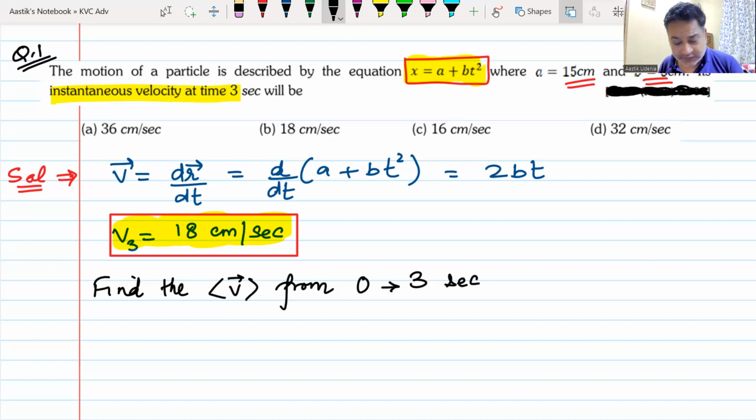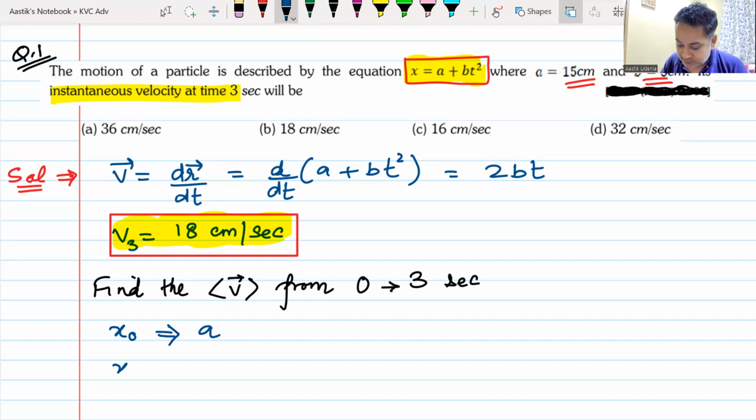So I have to find total displacement. So I find x0. Oops, wrong color. I don't like doing wrong color. x0, that means my displacement or position at time 0. So I put the value of t as 0. So my x0 becomes a. Yes or no? Yes, sir. That is my position at time 0 seconds. Yes or no? Yes, sir.